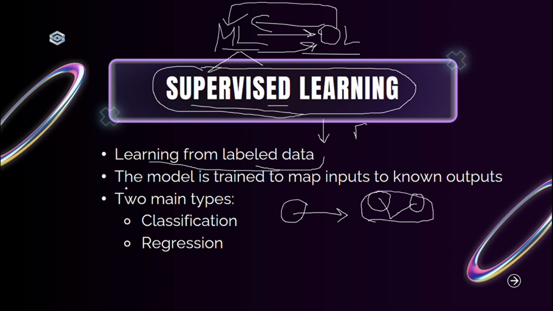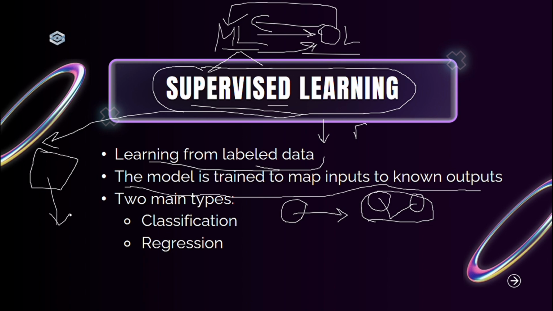Next, the model is trained to map inputs to known outputs. In supervised learning, a very important point is to give labeled data to find a very good output for the input. So input-based training comes under supervised learning. And then there are two main types, classification and regression. We will learn this in a few minutes.